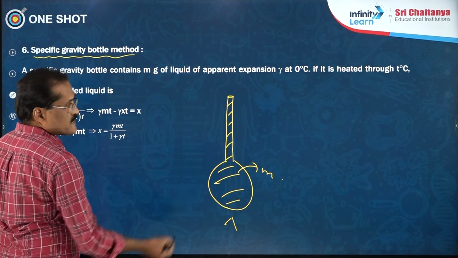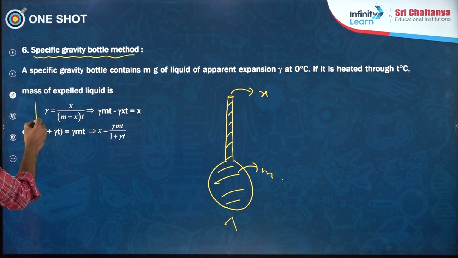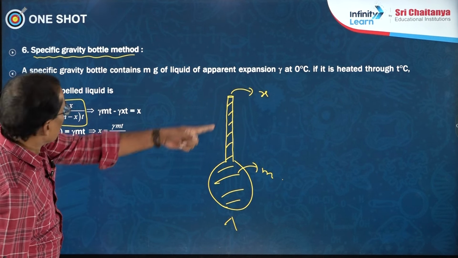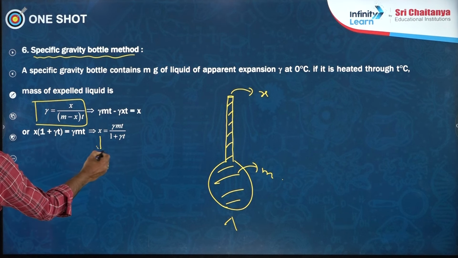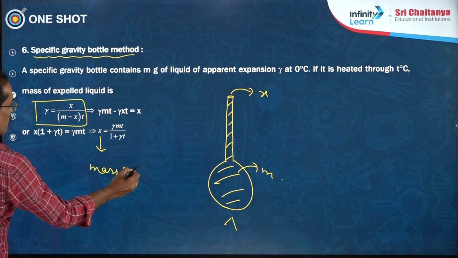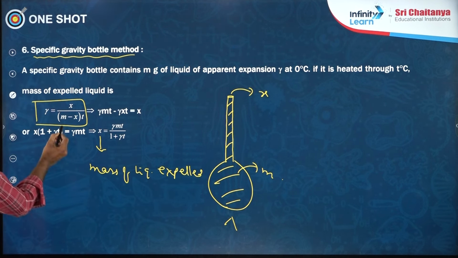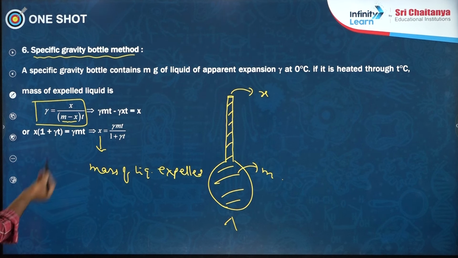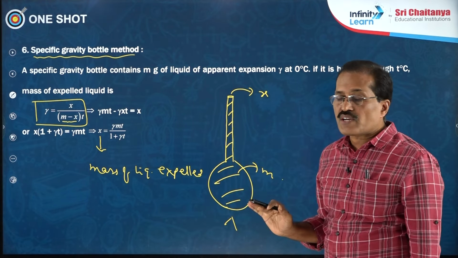M is the mass of the liquid in this, and x is the amount of the liquid expelled. Now, directly we can tell that gamma A is equal to x by, what is x here? Volume of the liquid expelled. Mass of the liquid expelled is equal to x, and here the mass of the liquid original minus mass of the liquid expelled is nothing but the mass of the liquid remaining into rise of temperature. That is all the simple calculation here, and that is all about one part of the liquids.